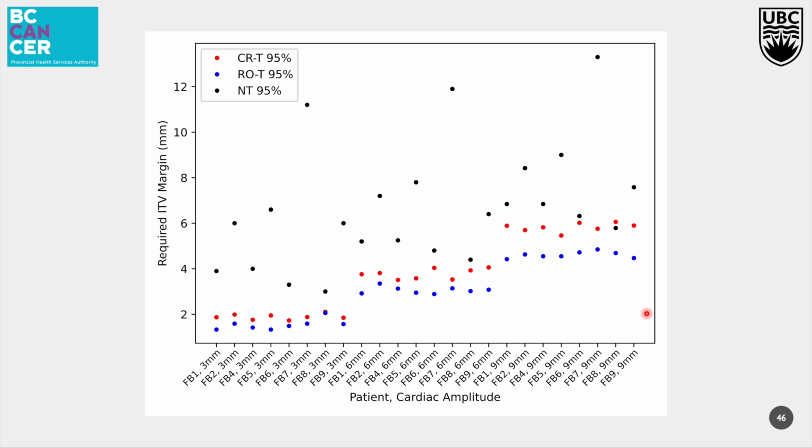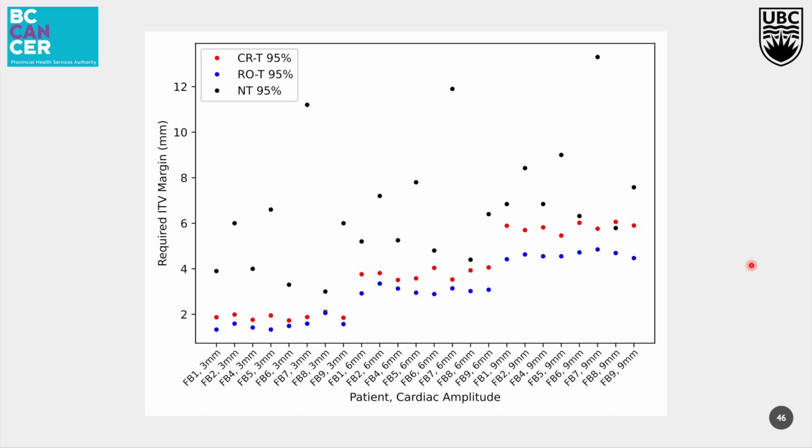Now we can see pretty clearly that the CRT model did outperform no tracking, and the ROT model improved the margins even further, with the sole exception of this one FB8 9mm trace, where the CRT did a little worse than no tracking. If we look at that most extreme example again, that patient 7 9mm trace, the 95% ITV margin was reduced from 13.3 millimeters for no tracking down to 5.8 millimeters for the CRT model and 4.6 millimeters for the ROT model.